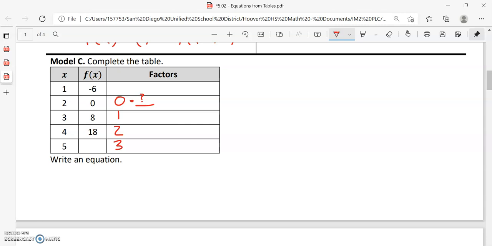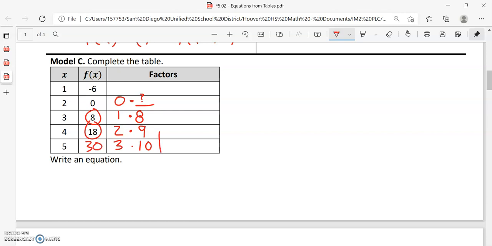So looking at this number, 1 times what equals 8? That would be 8. Assuming this 8 is correct, our next number should be 9, and then this would be 10. Let's check 2 times 9. 2 times 9 does equal 18. So we found our pattern. 3 times 10 is 30.